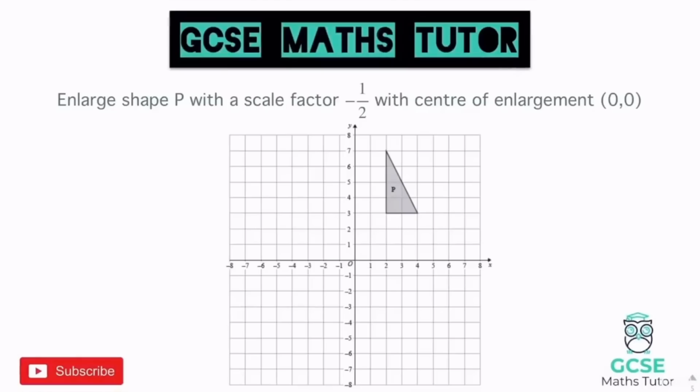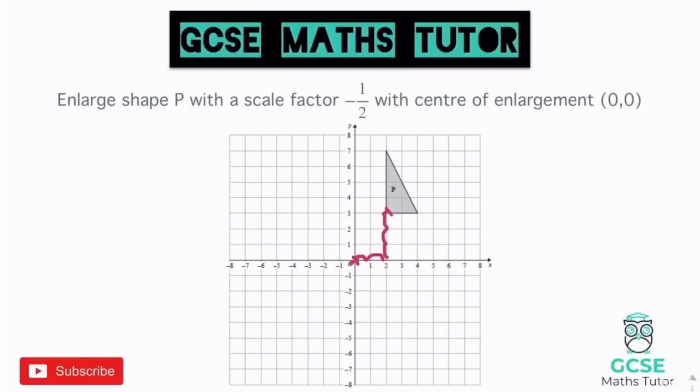Okay, so we've got a transformation here. It says enlarge shape P with a scale factor of -1/2 with the centre of enlargement 0, 0. So always mark out your centre of enlargement first. And an enlargement with a negative scale factor and a fraction means that we've just got to do this very, very carefully. First things first, you need to pick a point on the shape and just figure out how you get from the centre of enlargement to that point there. And if I just count that, that's 1, 2 to the right, and 1, 2, 3 up.